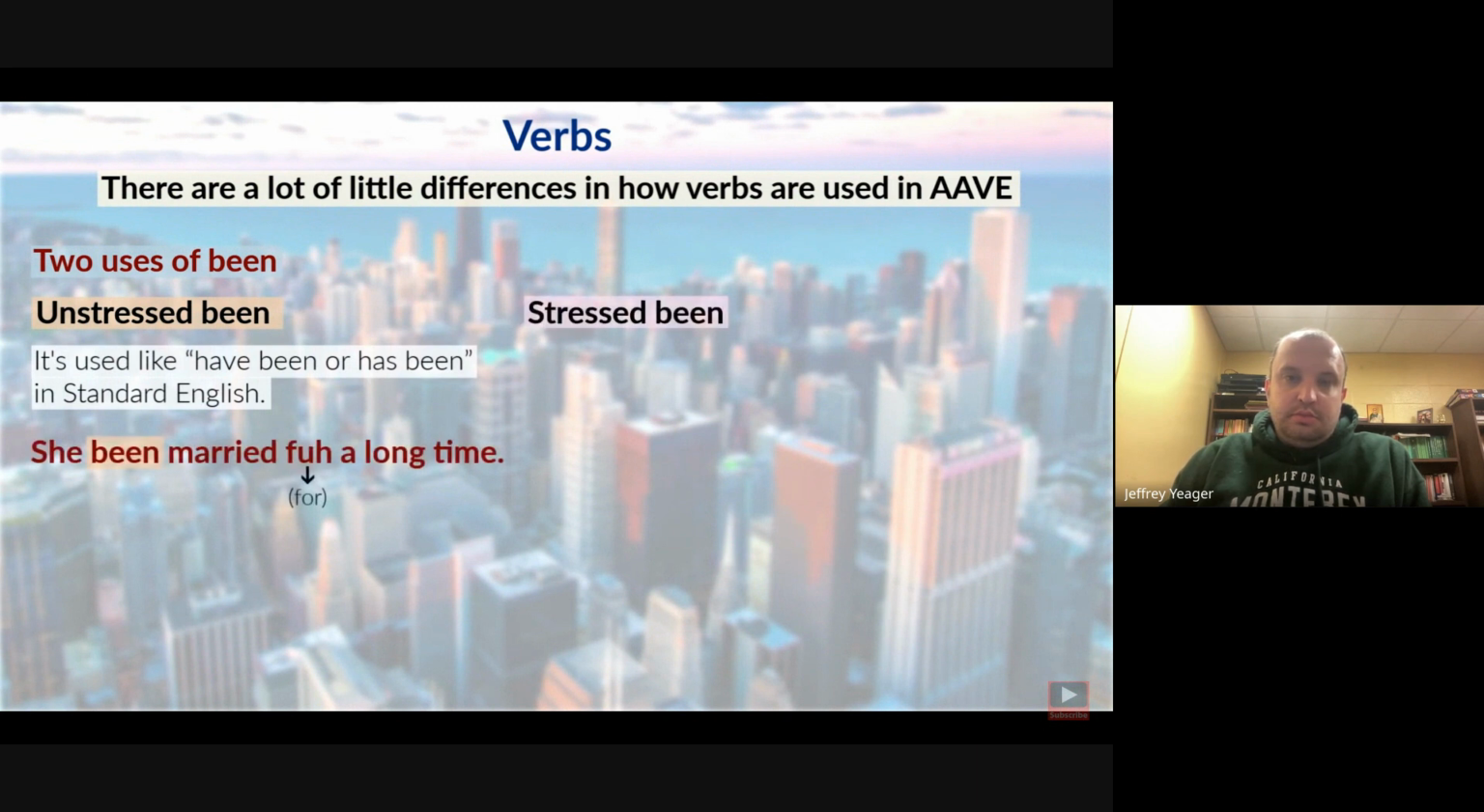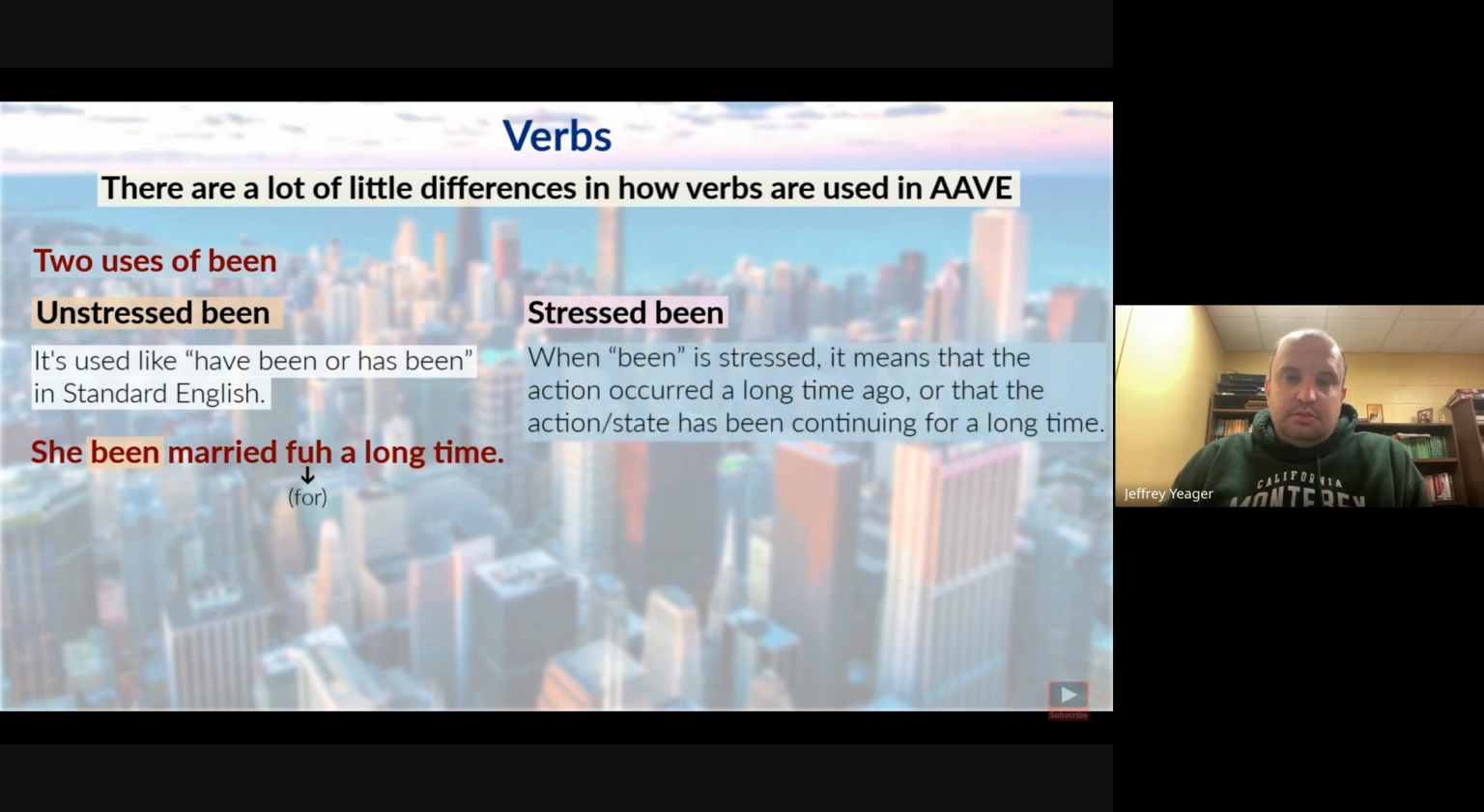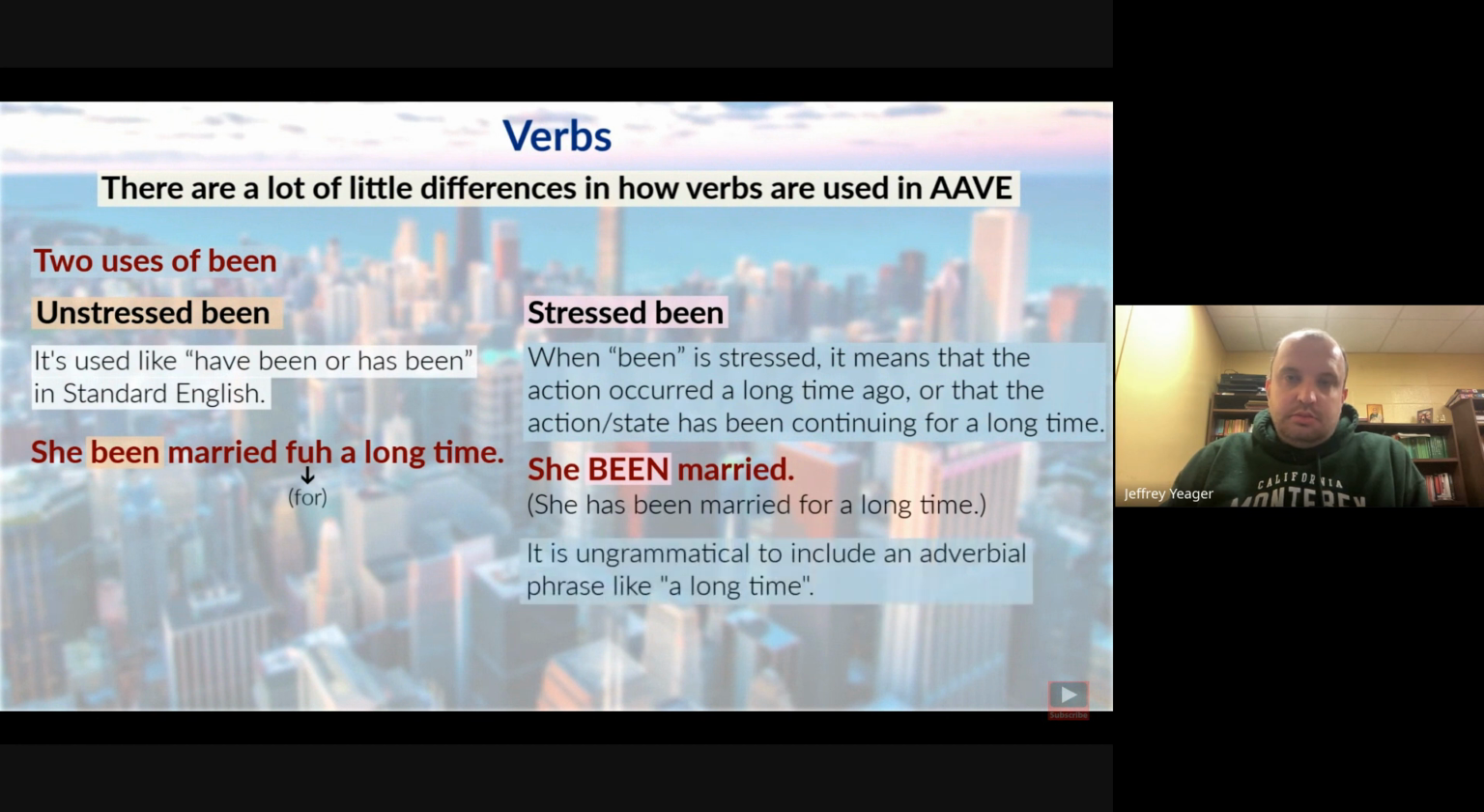There's also stressed been. When been, pronounced more like been, is stressed, it means that the action occurred a long time ago, or that the action or state has been continuing for a long time. She been married. This means that she's been married for a long time. The stress on been indicates that the marriage began in the remote past, so the phrase for a long time is unnecessary. In fact, when using stressed been, it's actually ungrammatical to include an adverbial phrase like that. I been finished my homework, Ma.